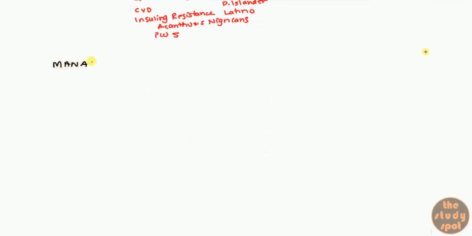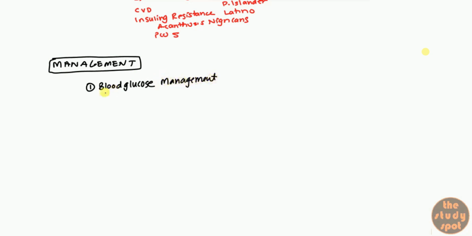So management. How do you manage a patient with diabetes mellitus type 2? Of course, the mainstay of management is going to be blood glucose. So you want to make sure you control the blood glucose. That tends to limit a lot of the complications and the severe symptoms that they may have. When a patient gets diagnosed with diabetes mellitus, initial therapy is going to focus on diet and exercise, which I'll go through in more detail in a little bit, plus metformin.